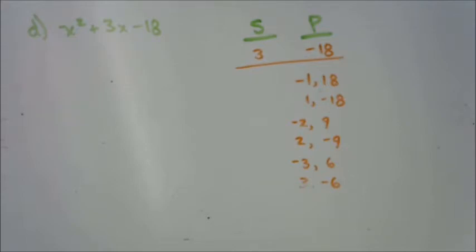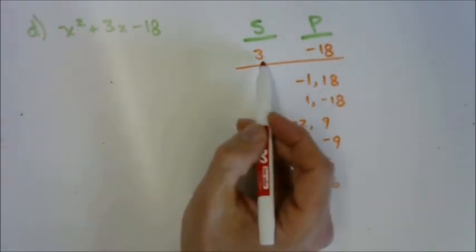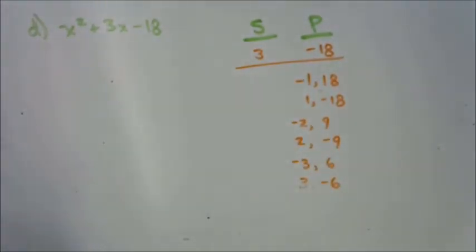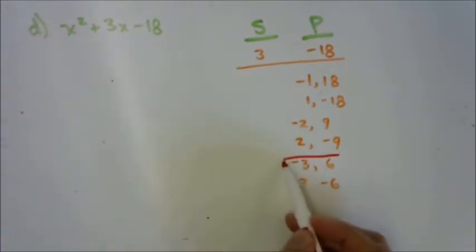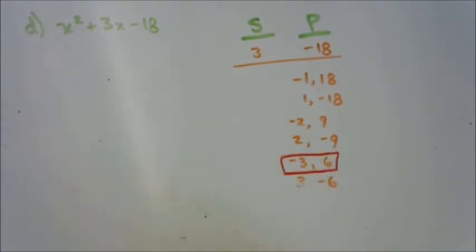So now you need to decide out of that list of factors, which pair adds to 3? Which pair has a sum of 3? 6 and negative 3. Isn't it the opposite? No, then it's negative. This one would be 3 minus 6, right? Which would be negative 3. Yeah. Good call. So here we go.